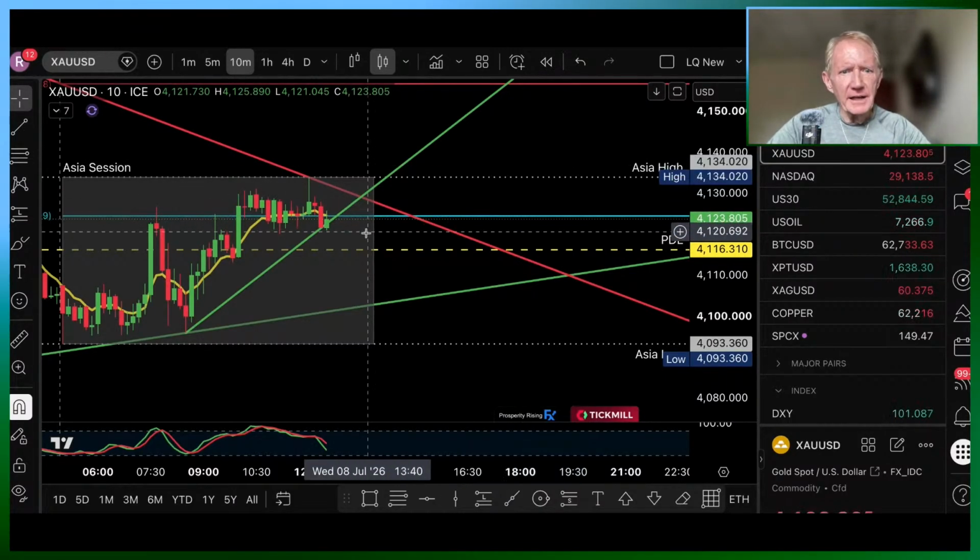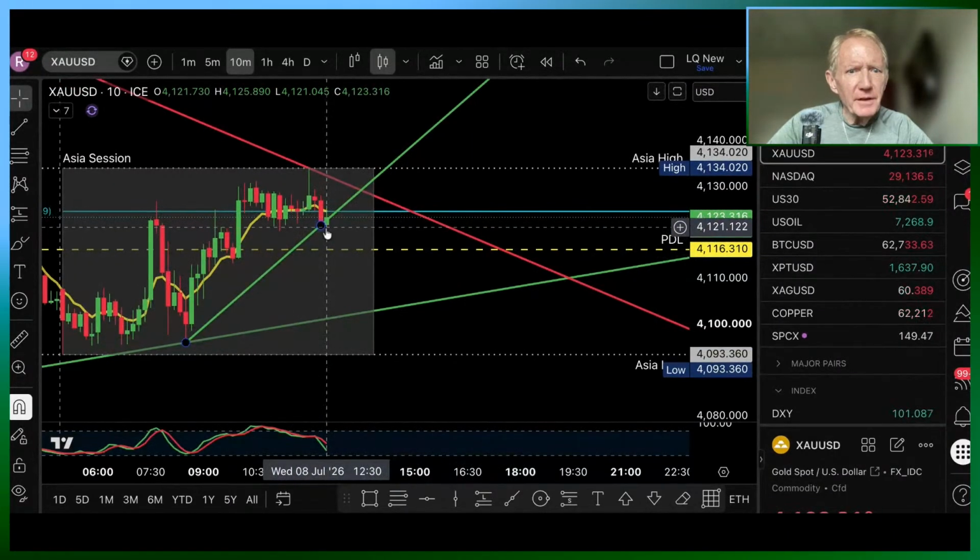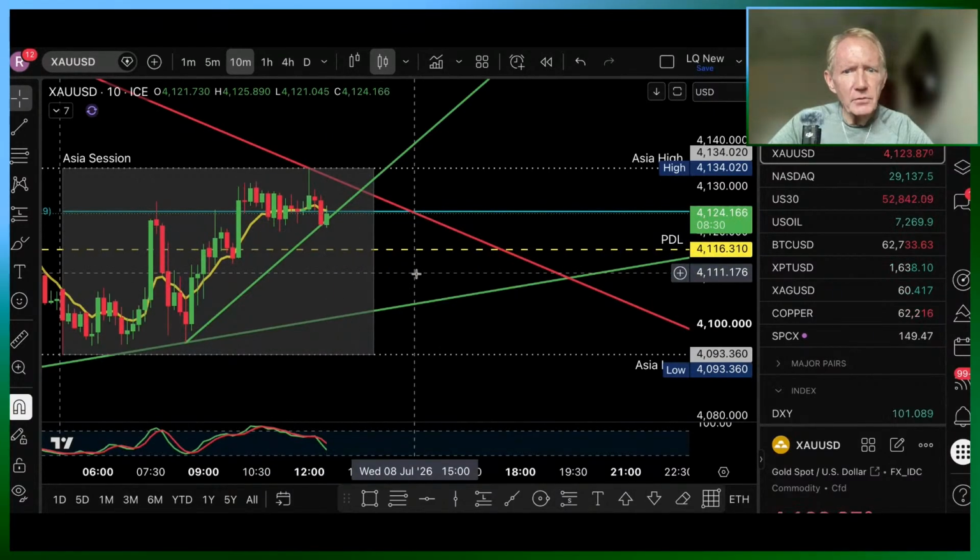Now always wait for the candle to close, so I don't do anything. This is the candle, the active candle. I need to wait another 8.5 minutes for this candle to close.